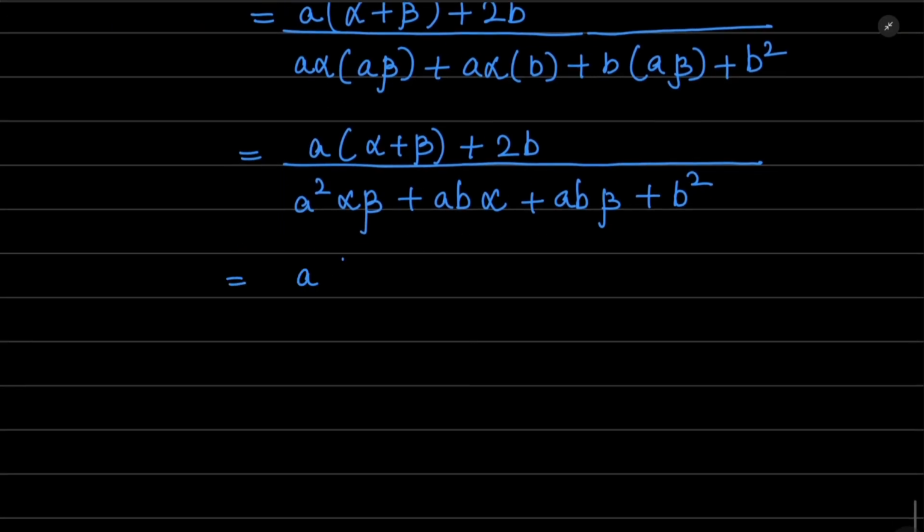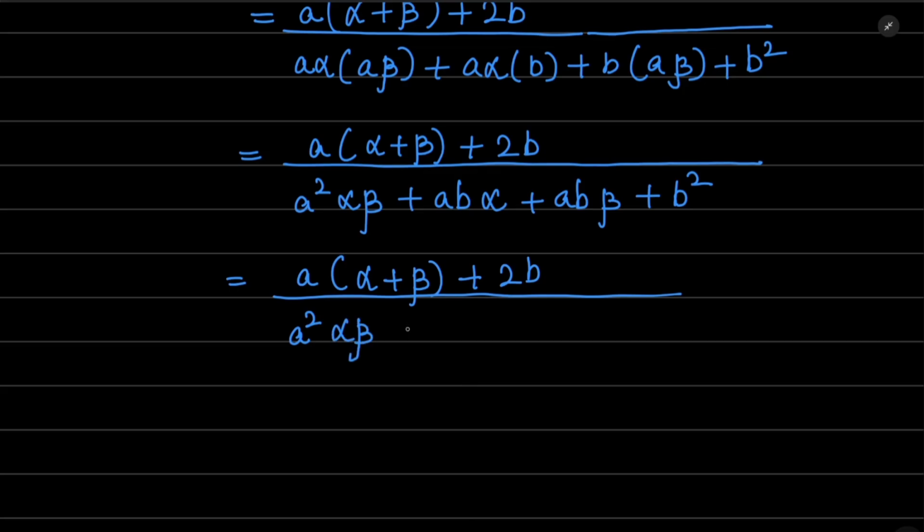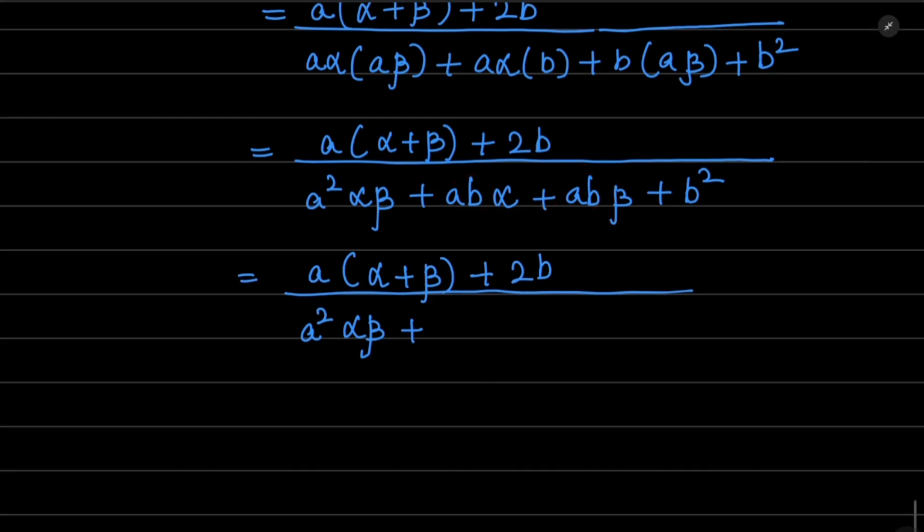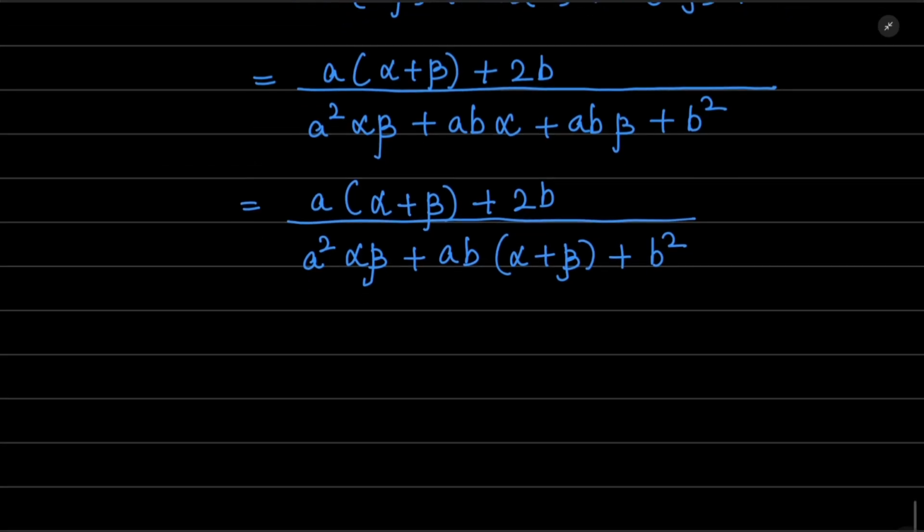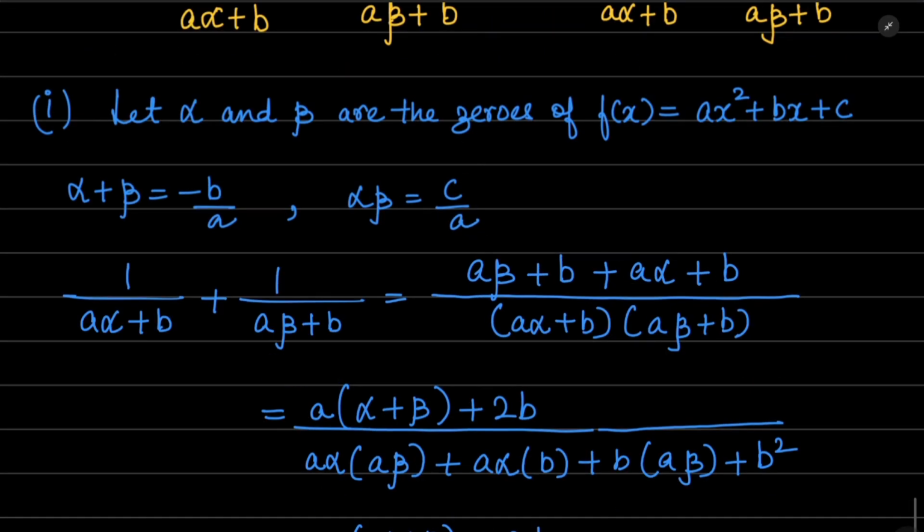Now again, I am not going to change the numerator, a multiplied by alpha plus beta plus 2b. In the denominator, the first term will be a square alpha beta. Again, I am not going to change it. In the second and the third term, I can take ab common out. So what you will be left with is alpha plus beta in the bracket. So ab common, you will have alpha plus beta plus b square. Now let us substitute. What is the sum of the zeros? Minus b by a, product is c by a.